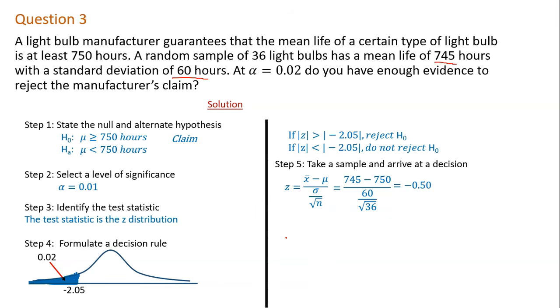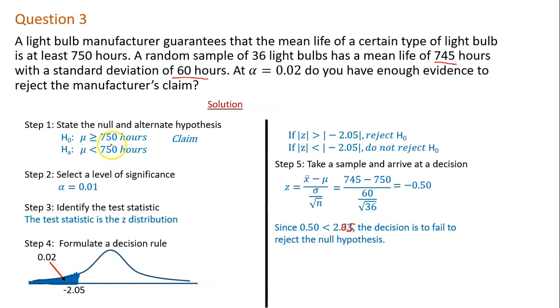Say that since 0.50 is less than the critical value, which is 2.33, the decision is to fail to reject the null hypothesis. This is not 2.33, it's 2.05. So since it is less, it is not more. If it is more, that is when we reject. But since it is less, the decision is to fail to reject the null hypothesis, or we do not reject the null hypothesis.